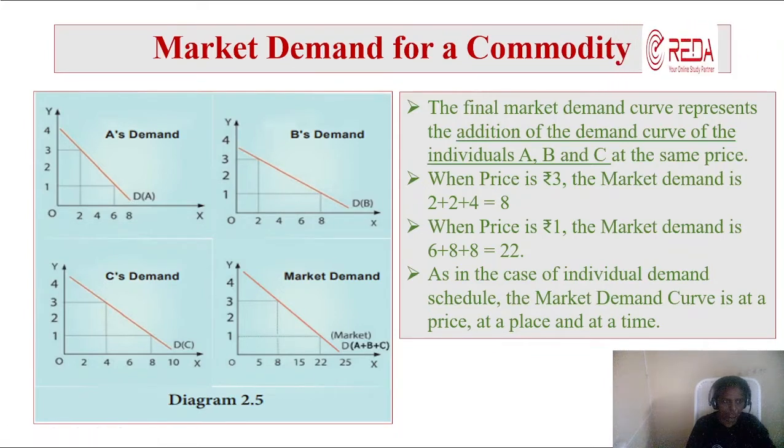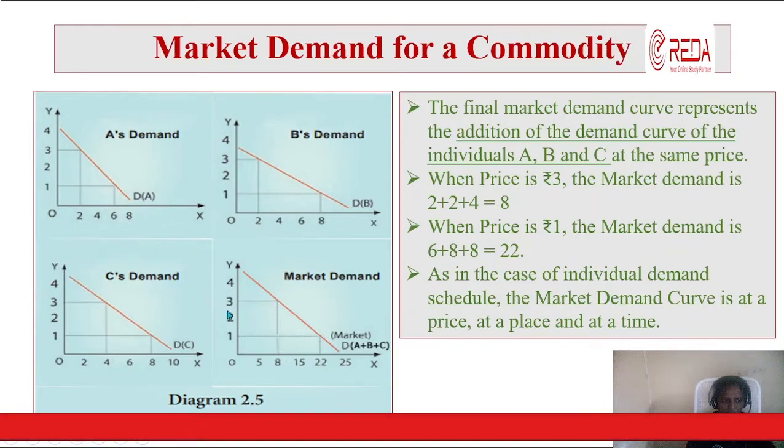Then next you see, if the price of the pencil is 3 rupees, the quantity demanded is from person A 2 plus person B 2 plus person C 4, which is equal to 8. So that's why, when the price of the commodity in the market is 1 rupee, the total quantity demanded by all the 3 persons is 22. When the price of the commodity is 3 rupees, the quantity demanded is 8.